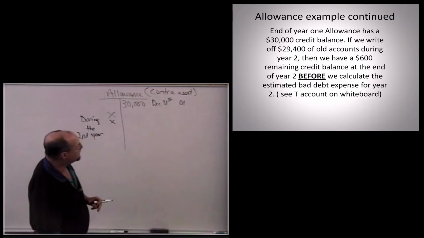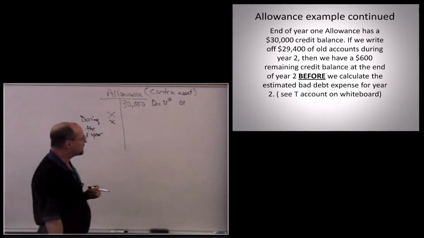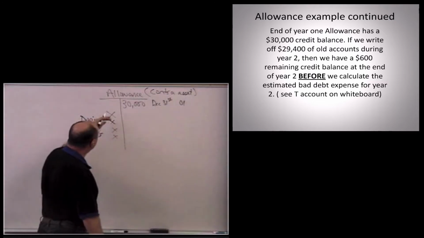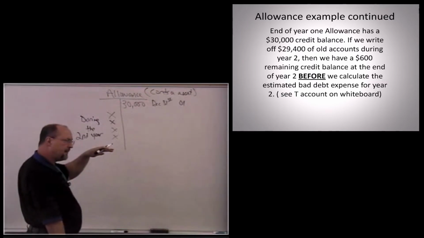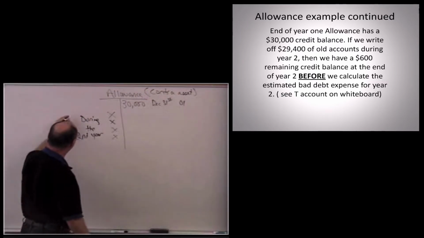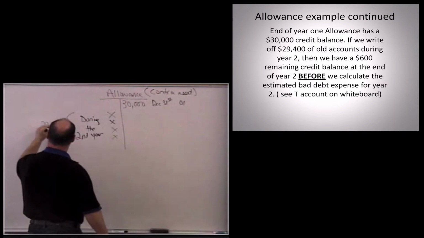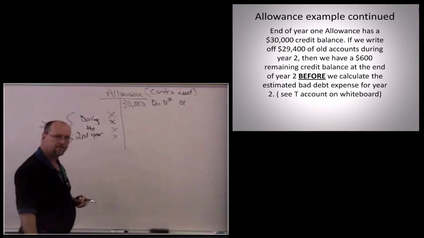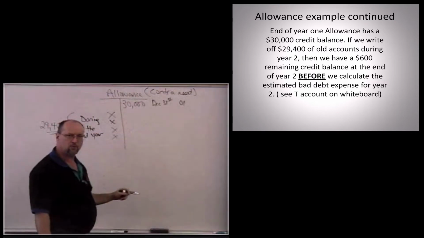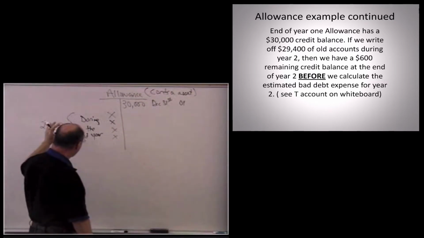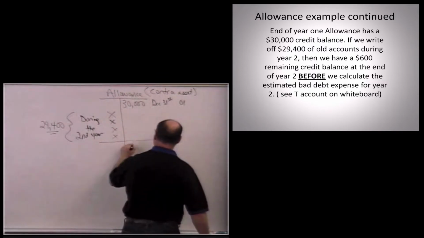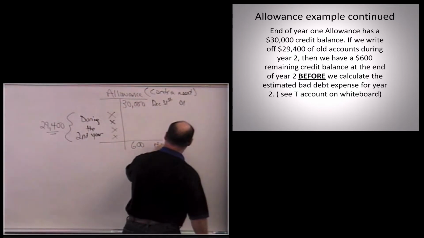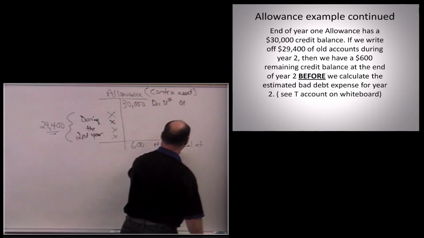At the end of year one, we had a $30,000 credit balance. Now, let's suppose I add up all of these particular accounts which I decided were uncollectible and wrote off, again, by debiting the allowance for bad debt and crediting accounts receivable, and let's just assume that all these added up to $29,400. I had estimated $30,000 were uncollectible. In the following year, I identified $29,400 of actual accounts. That would leave me with a $600 remaining balance, or leftover balance, at the end of year two.